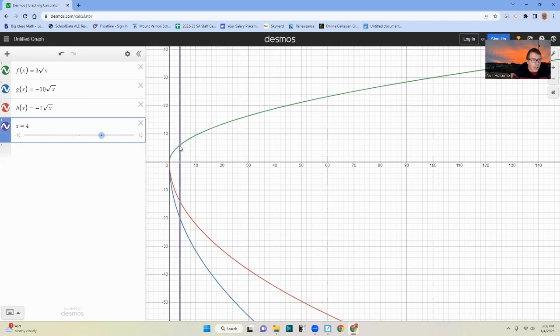So in the original equation, f of 4 was 6. In g of x, g of 4 was negative 20. But in the combination of the two, the function value when x is 4 was negative 14 right there. Okay, so that's what it would look like graphically. The two original functions, the sum of the two, and a value on that new function when x equals a certain value. Okay, I just wanted to show you the picture of that.